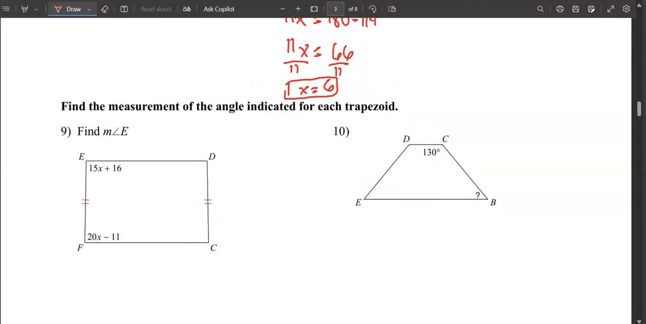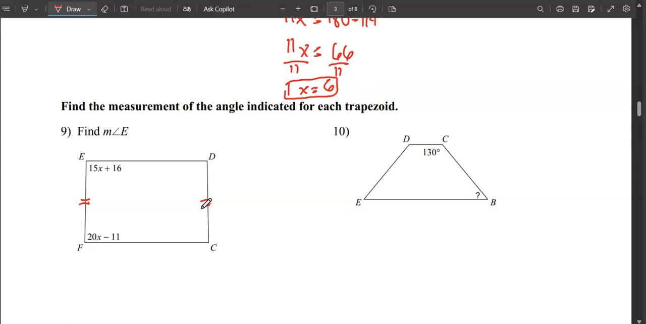Number 9. So find the measurement of the angle indicated for each trapezoid. So I believe this is a trapezoid. Alright. So again, isosceles trapezoid, they are congruent. Alright. So how are we going to do this?